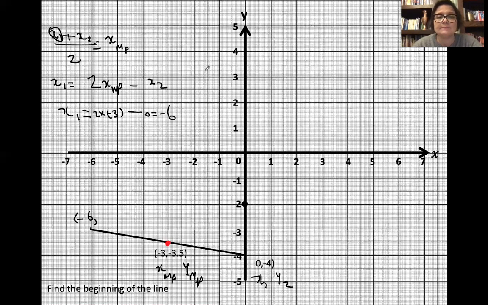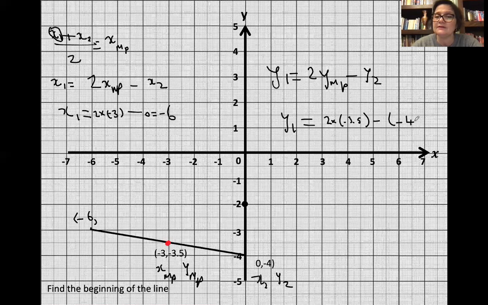Let's find the y. The formula is exactly the same, but instead of x1, we put y1 equals 2y midpoint minus y2. So y1 equals 2y midpoint. How much is y midpoint? It is minus 3.5. So 2 times, open bracket, minus 3.5, close the bracket, minus y2. y2 is minus 4, so it's minus, minus 4.